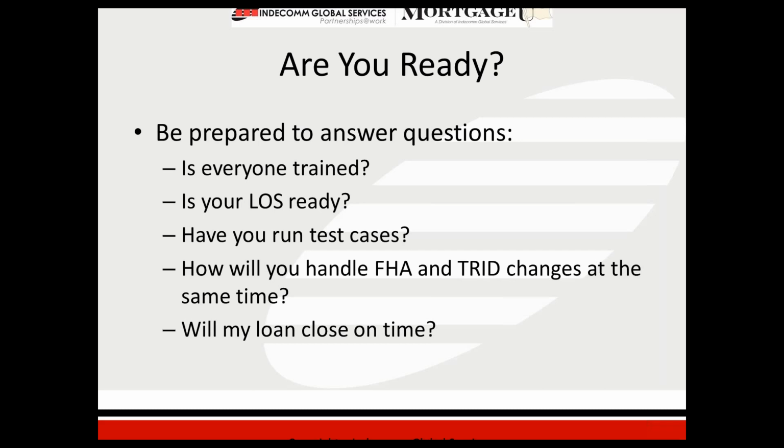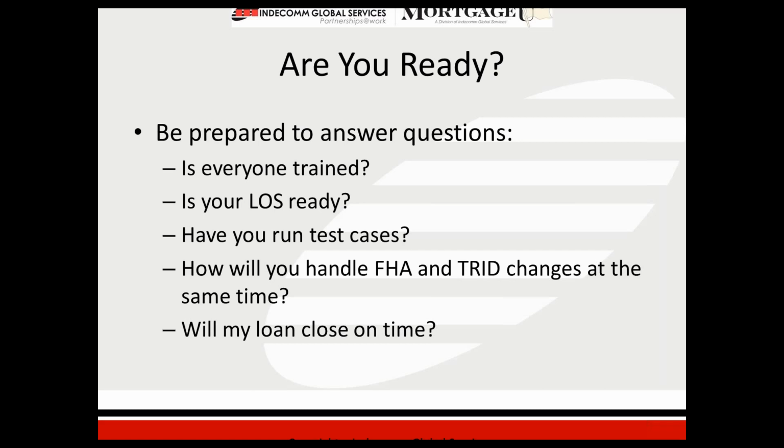Is everybody aware of it? Has everybody been trained? Is your loan origination software ready? Think about conditions and drop-downs and disclosures and notifications that are going to the borrower. All of that has to be programmed properly with what the new FHA guidelines call for. Test cases are a perfect way to make sure that that's running properly.